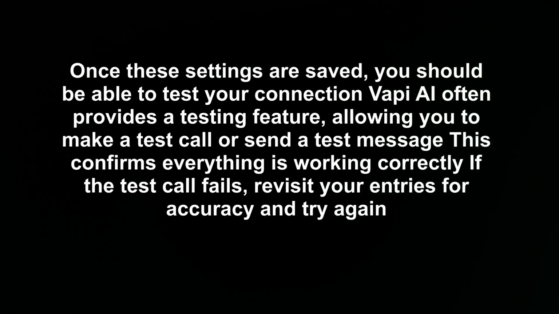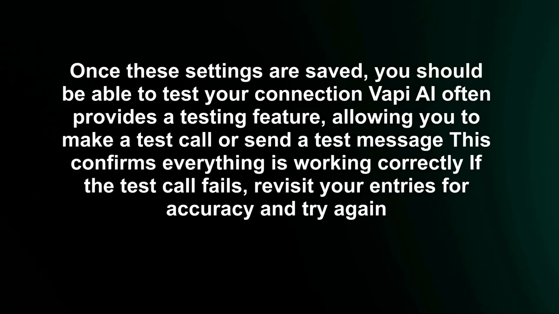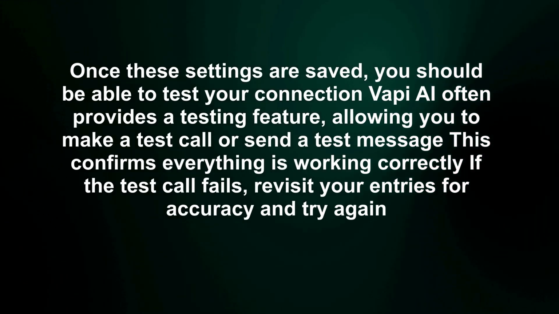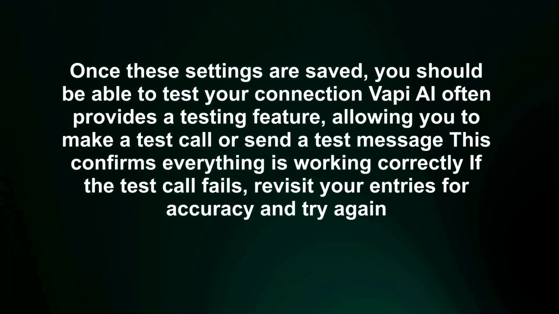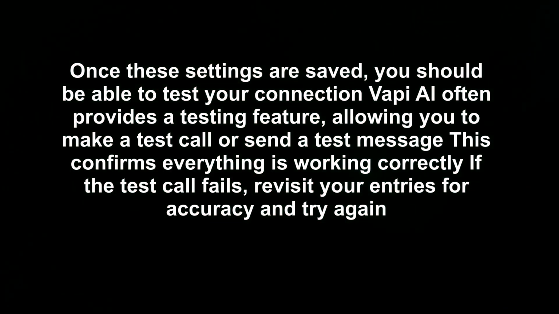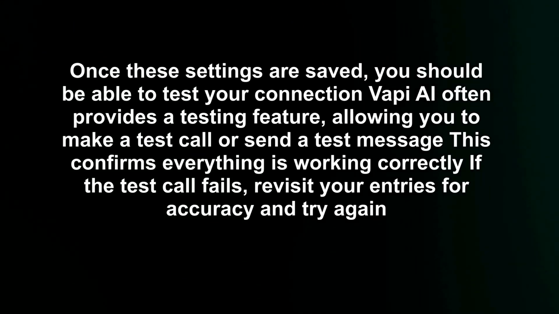Once these settings are saved, you should be able to test your connection. Vapi Ai often provides a testing feature, allowing you to make a test call or send a test message. This confirms everything is working correctly. If the test call fails, revisit your entries for accuracy and try again.